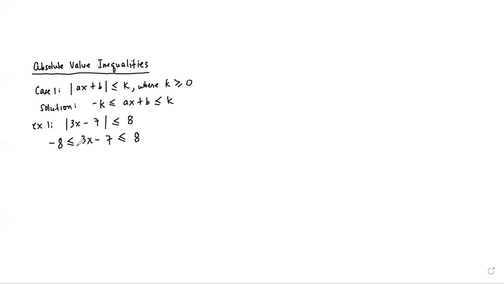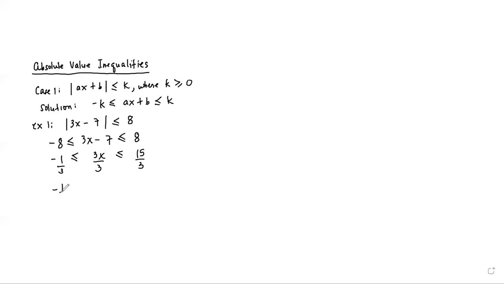So we shall add 7 to all of them. So adding 7 here, we get negative 1. And then adding 7 here, we get 3x. And then adding 7 to 8, we get 15. So adding 7 will not change the sense of the inequality. And then to solve for x here, we shall divide by 3. So that means we have to divide everything by 3.